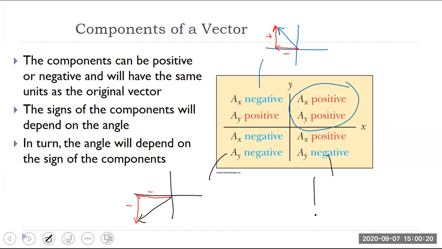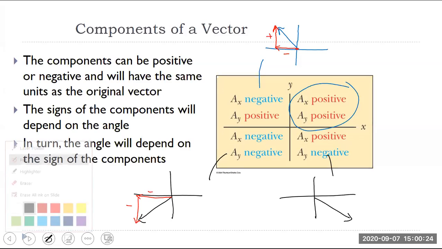And then the last one would be over here somewhere. To draw that, I would have to go along the x-axis and then the y-axis. So this one is plus and this one is negative. So get in the habit of drawing a little picture to see what's going on, because it'll help you visualize when you have to deal with the angles.